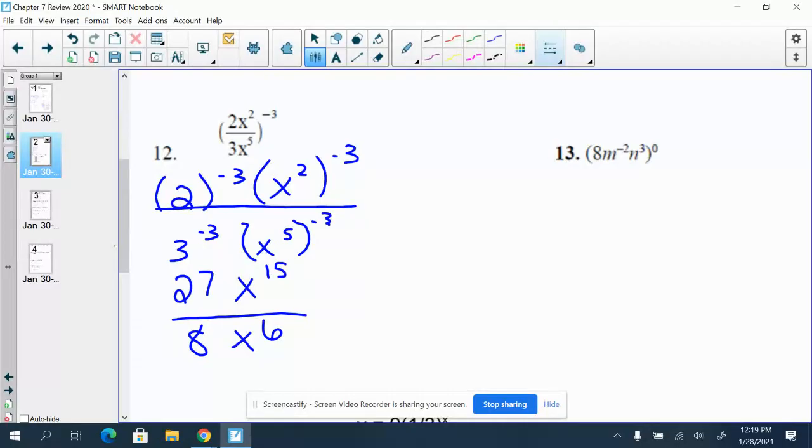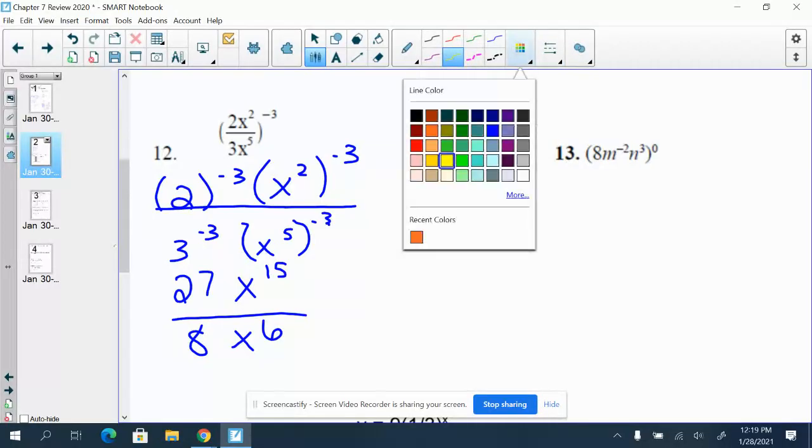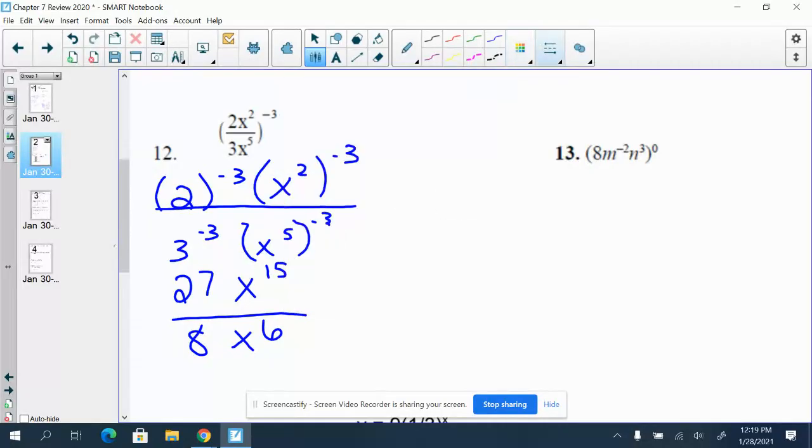So where do you have more x's, top or bottom? How many more? 9, good. So that eliminates that. So what we have here is 27 x to the 9th over 8. Okay? 13. Anything to the 0 power is 1. Okay, so it's just 1. That's all your answer.